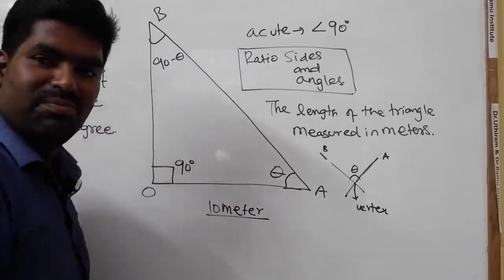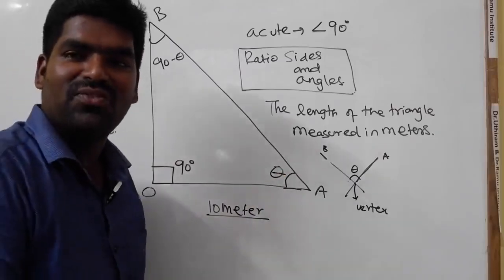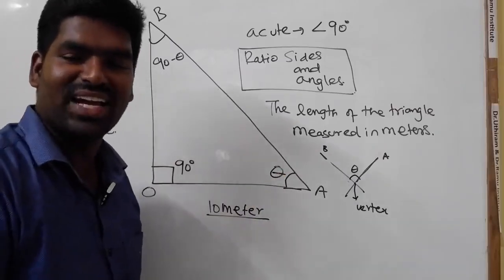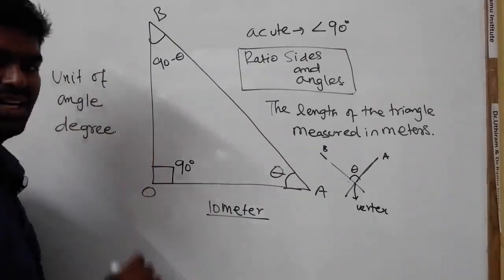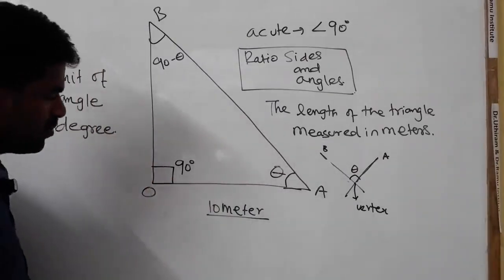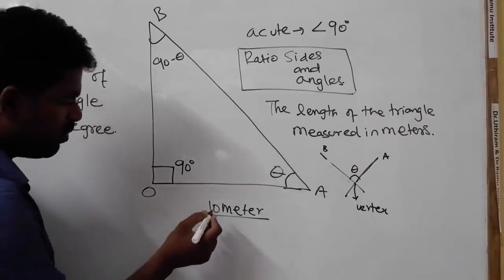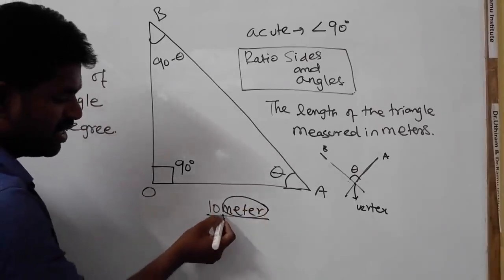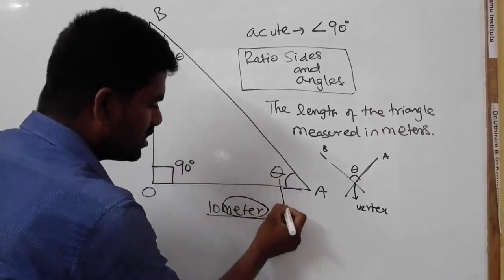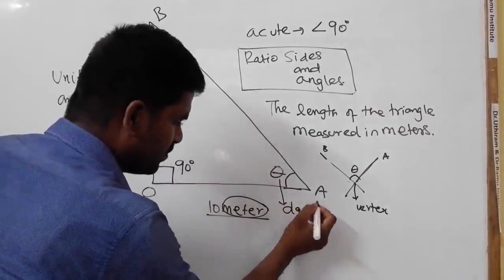What is the unit of angle, or how can an angle be measured? We use the degree unit to measure angles. Look at that. There is a very important relationship here: length is measured in meters, whereas theta is measured in degrees.